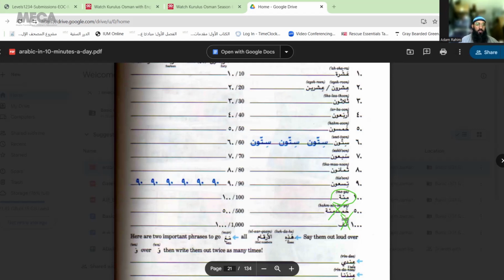Now, let's talk about how we count in between. How do I say 21 or 23 or 55? This will apply across the board, we'll just take it with one of them. So let's go to the whiteboard.